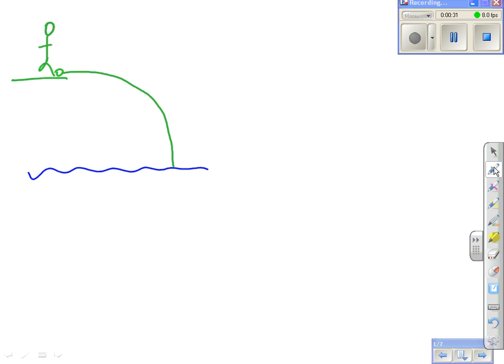And we're told that it has a horizontal velocity. So I'm going to use blue to show horizontal 3.5 meters per second. And it lands in the water a horizontal distance, which means from here out to here, of 5.4 meters from where he's standing. And they want to know the height of the bridge. So they want to know the dy.